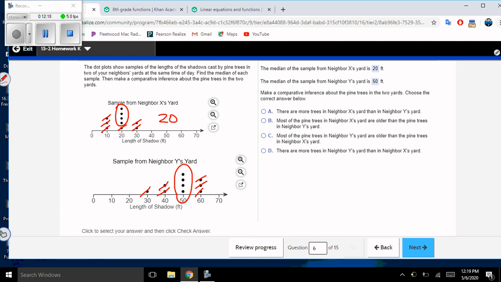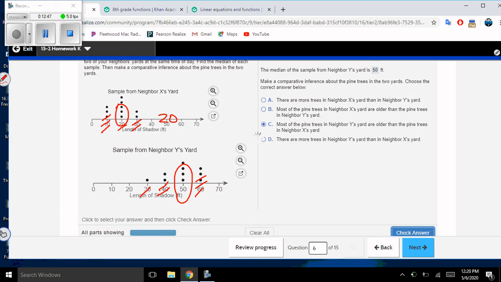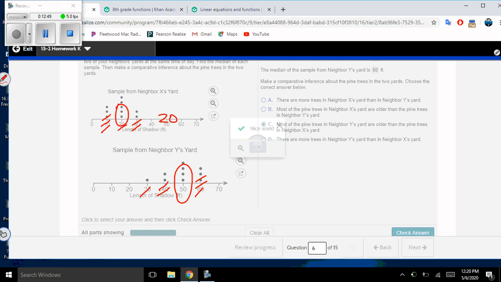So what does this exactly mean? It should tell you that, obviously, because the median of neighbor Y's tree shadows are much longer, that person has taller trees and or older trees. So person Y, you can find the one here where person Y has older trees. Most pine trees in person Y are older than, so it looks like it's going to be C. Answer the question, boom, we're good to go.